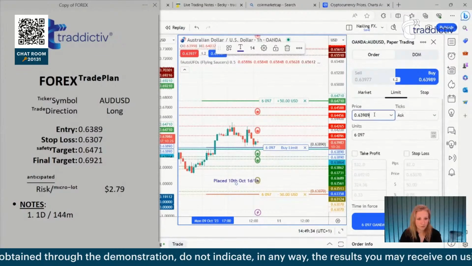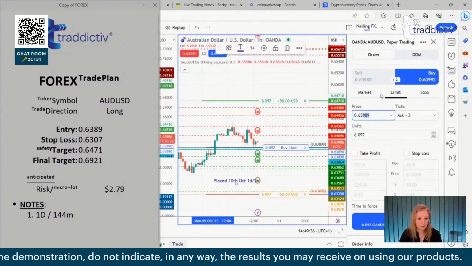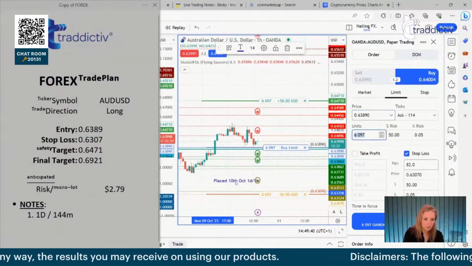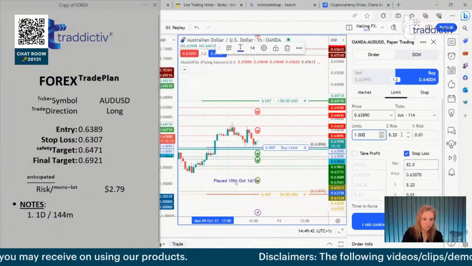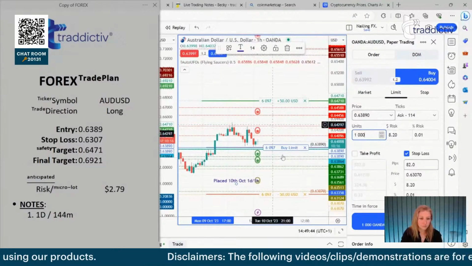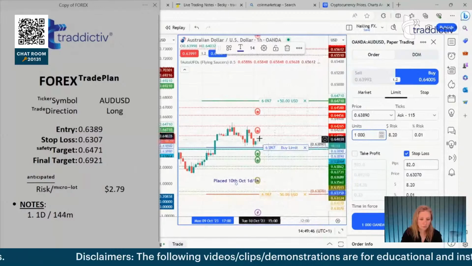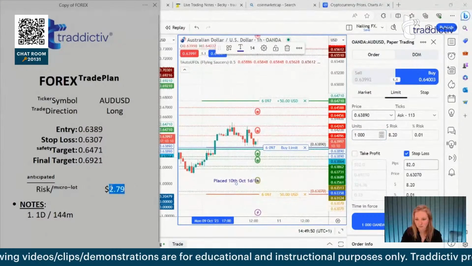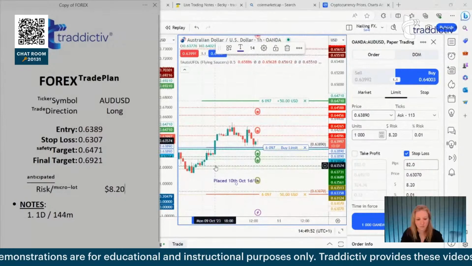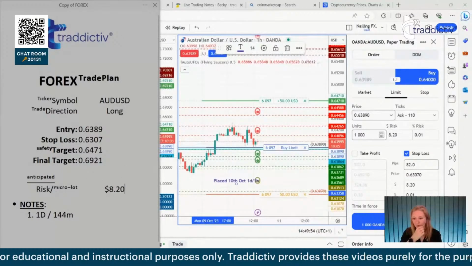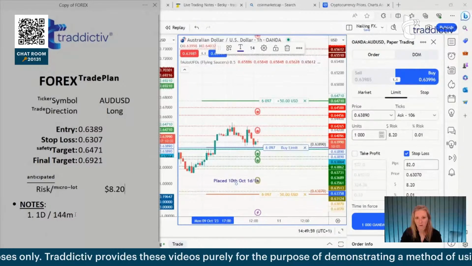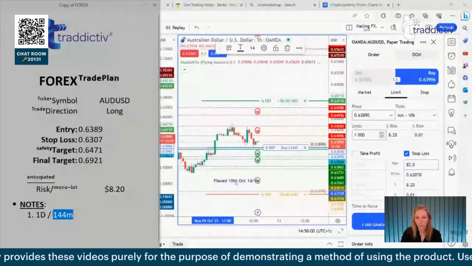The risk per micro lot, let's have a look here. So if we went in at 8.9 there, the reasonable kind of risk there is $8.20. Oh yeah, because 82 pips, that makes sense. $8.20 per micro lot. And we are on the 1 day, 1 hour.